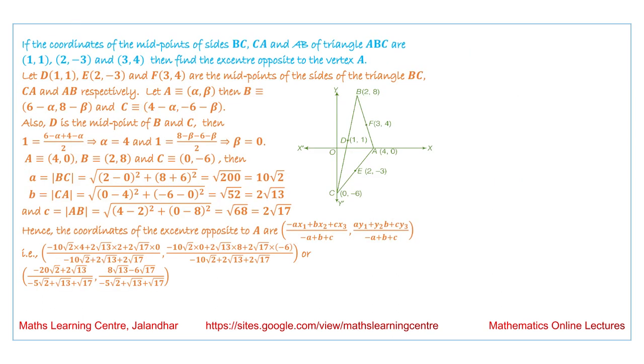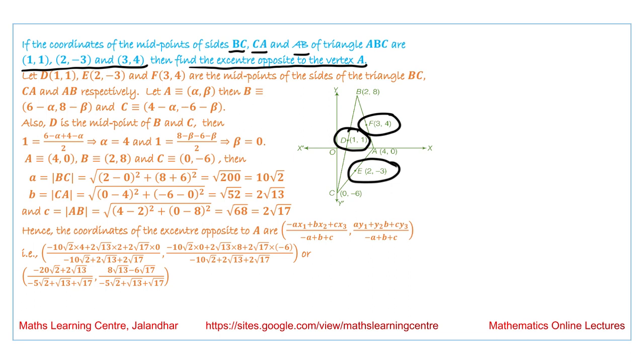Based upon this we have the following problem. If the coordinates of the midpoints of the sides BC, CA and AB of a triangle are given to us, then we have to find the excenter opposite to the vertex A. These are the coordinates of the midpoints. This is the point D, this is the point E, and this is the point F. Now from these 3 points we can calculate the vertices of the triangle. If we consider that the vertex A is alpha comma beta, then by using this point F we can calculate the coordinates of the point B, and by using this point E, the midpoint over here, we can calculate the coordinates of the point C.